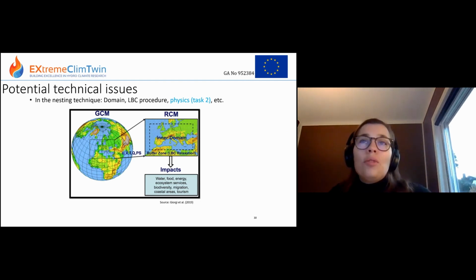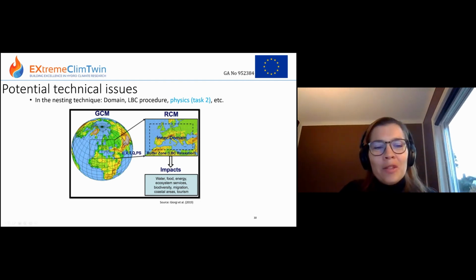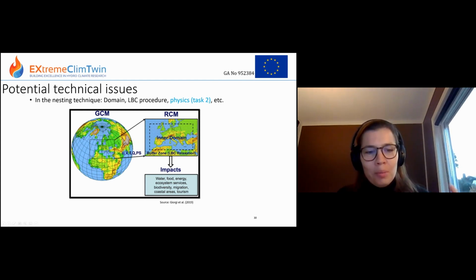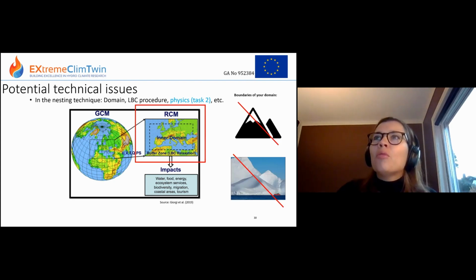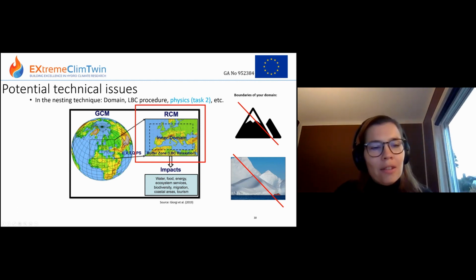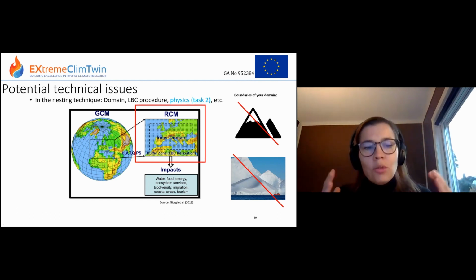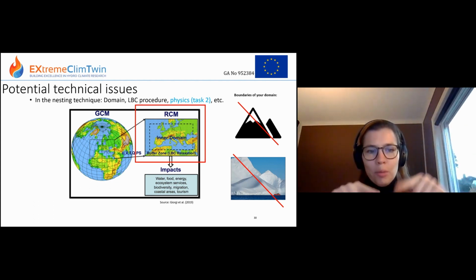Potential technical issues you can have. It's quite interesting to set up your model at the beginning with a regional climate model. You need to think about quite a lot of things, about your boundary conditions, about the physics. There are quite a lot of things that can be a bit tricky when you use regional climate models at the beginning. For example, you should not put the boundary of your domain over mountains. You shouldn't put them over Greenland. So there are things that you need to consider. It's just not setting a model somewhere.